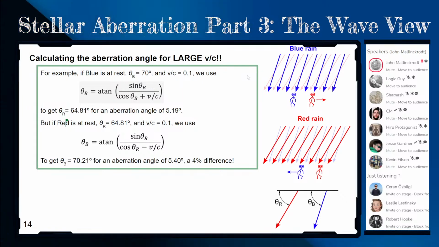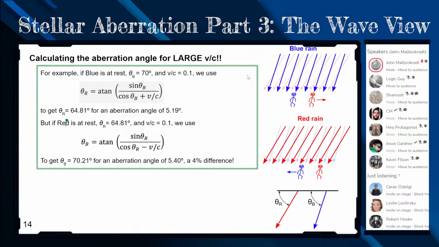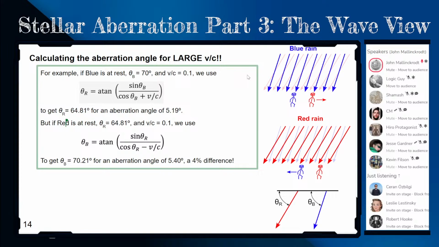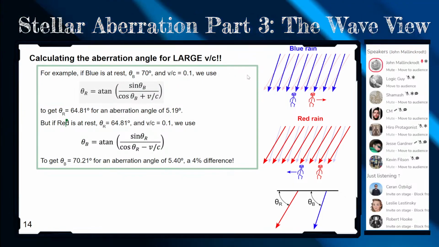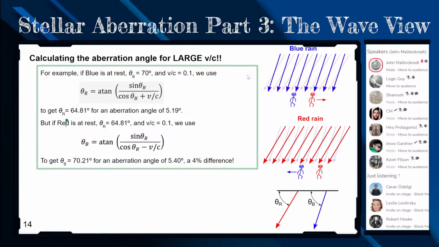Then we have to use the other formula, and what we get when we use that other formula is that blue will see an angle of 70.21 degrees for an aberration angle of 5.4 degrees. That's a 4% difference in the aberration angle if red is the one that's at rest, compared to the case where blue is at rest. So it makes a difference. That's the point I wanted to make here. The formula gives different results depending on which one is at rest with respect to the ether.